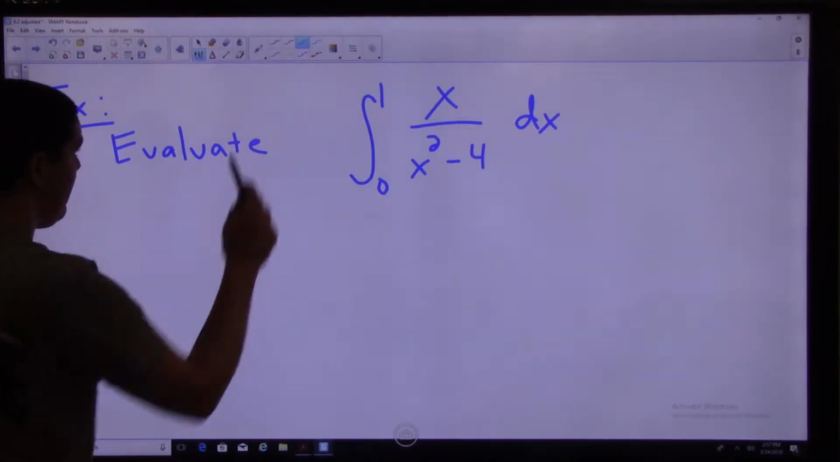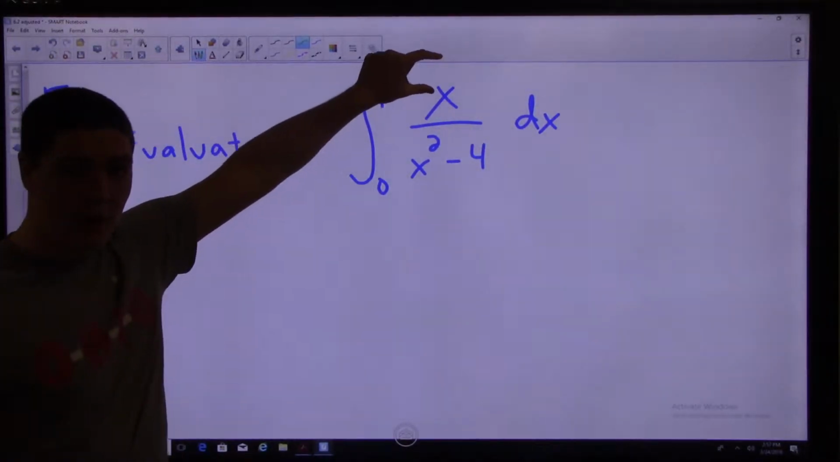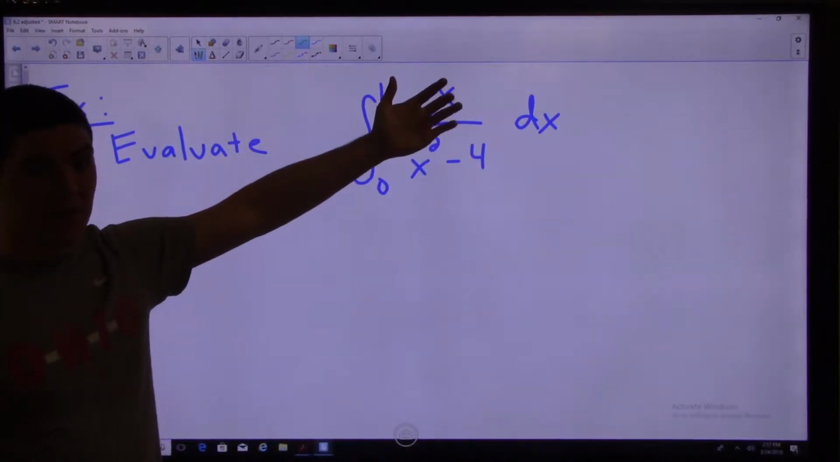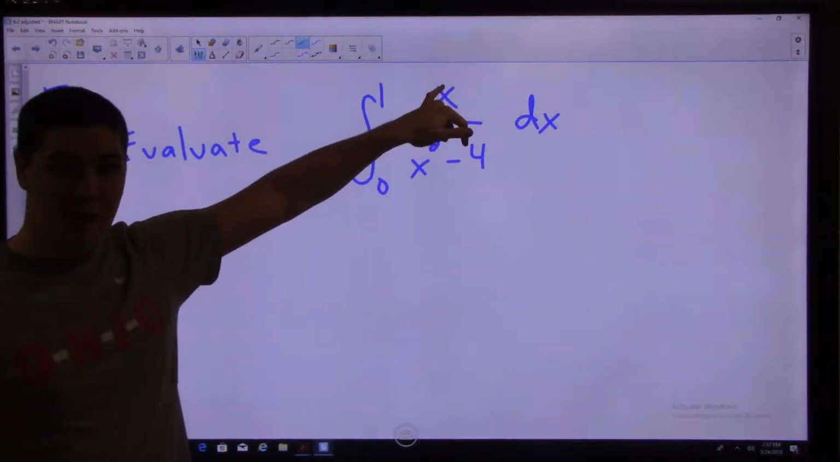Alright, so everybody, we've done quite a few practice problems like this. You should be recognizing what we should let u equal in this case. So you've really got two options. Do you want to let u equal x, or do you want to let u equal x squared minus 4? I think the best thing to do is let it be x squared minus 4, because if we take the derivative of that, it'll be something similar to x.